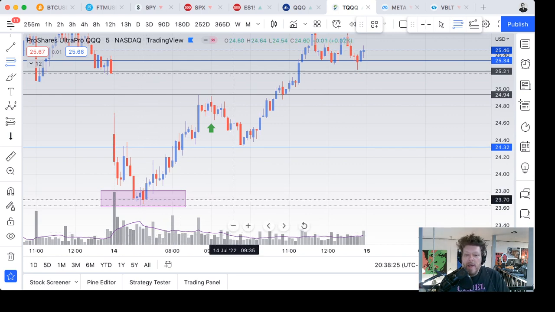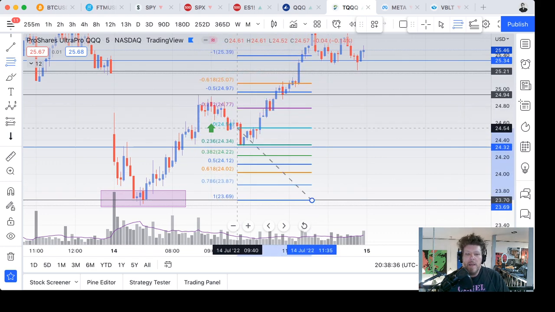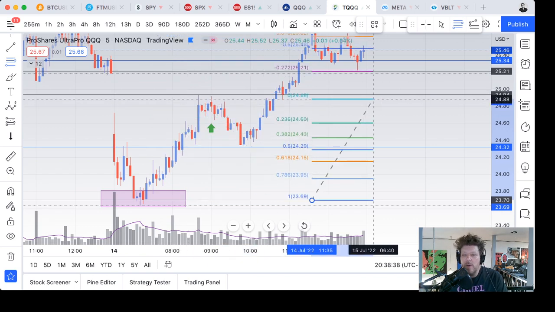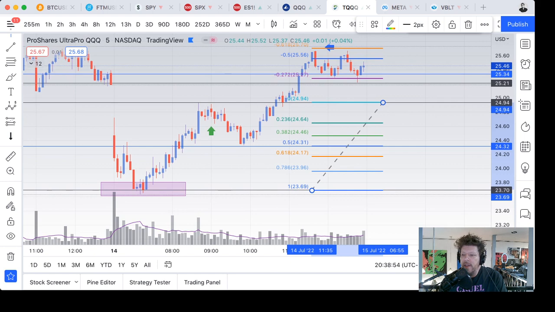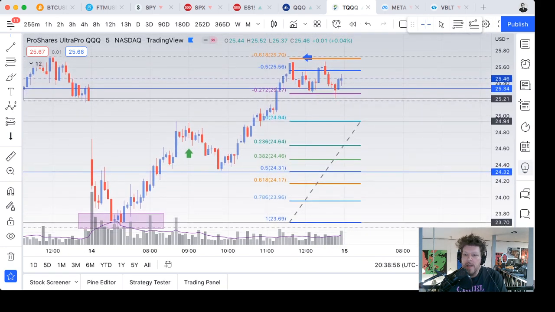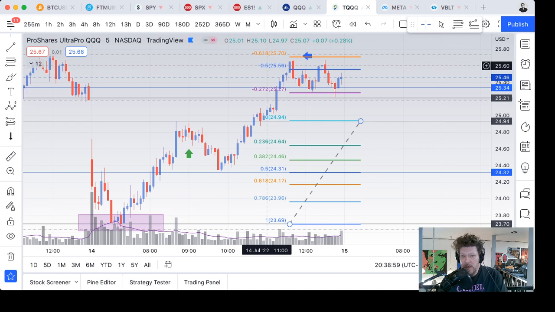Okay, so anyway, I'm going to start from this point right here, and I'm going to measure this wave from the swing low to the swing high. So this would be my swing low, this would be my swing high, and you can see that price came down to the 50% retracement level, 0.5. Once it did that, I knew that the move should get us at least to the 1.5 or 150% extension.